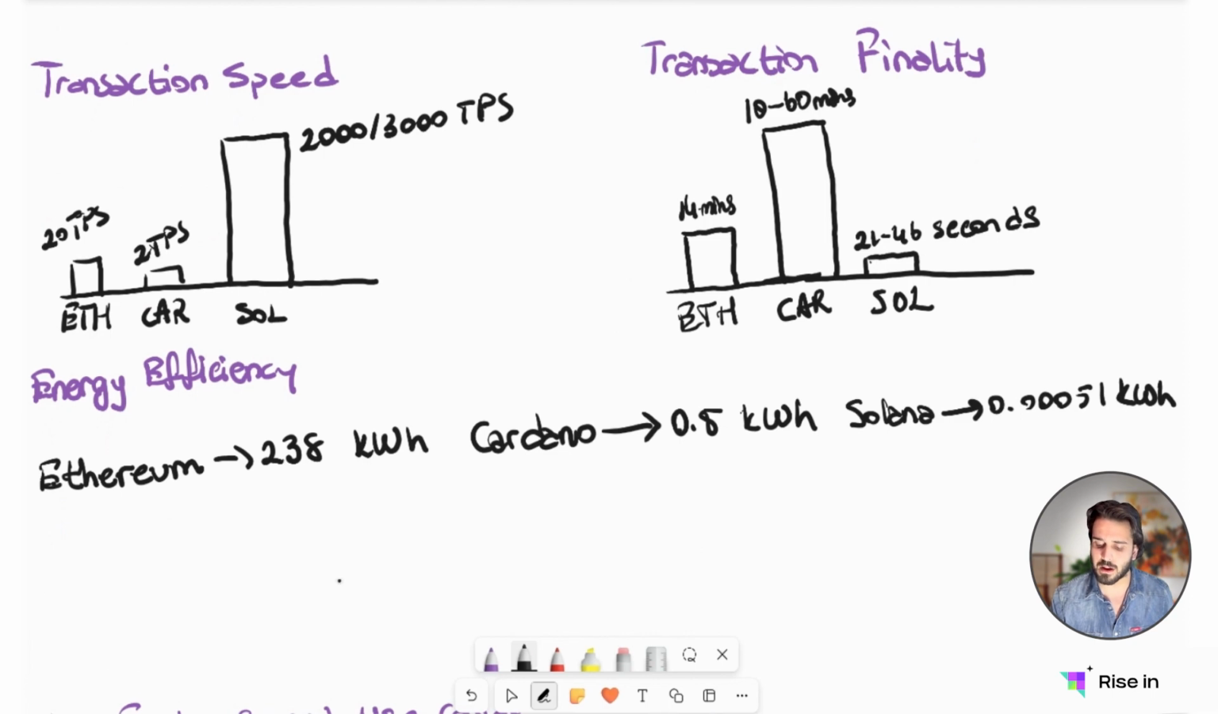But when we look at Solana, as we can see, it's 0.0051, which is much, much different than the others. So as we can see from here too, with this transaction speed, transaction finality speed, and also its energy efficiency, Solana becomes one of the hottest blockchains, and that's why it's very highly ranked and used.